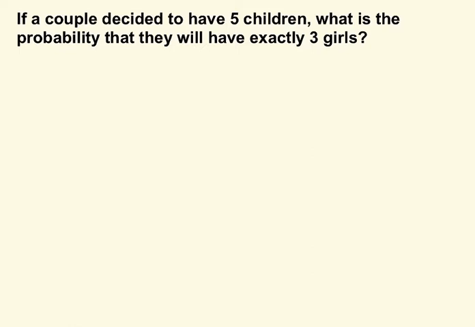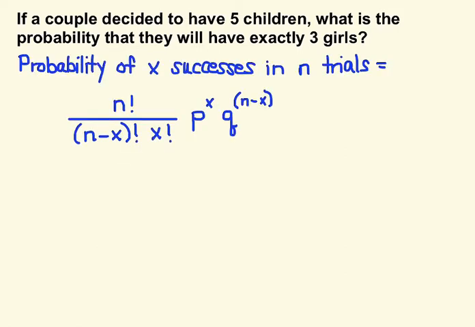If a couple decided to have 5 children, what is the probability that they will have exactly 3 girls? Okay, so 5 children, 3 of them are girls. So here's our probability of x successes in n trials. Okay, in this case, the n, which is the number of trials, is 5 because there are 5 children. A success in this particular case is considered a girl because they want to have exactly 3 girls.